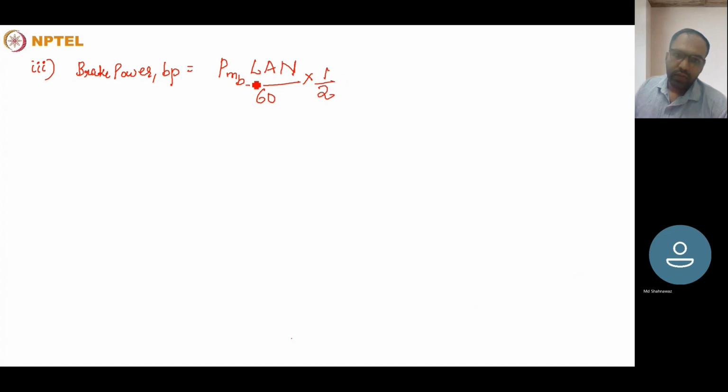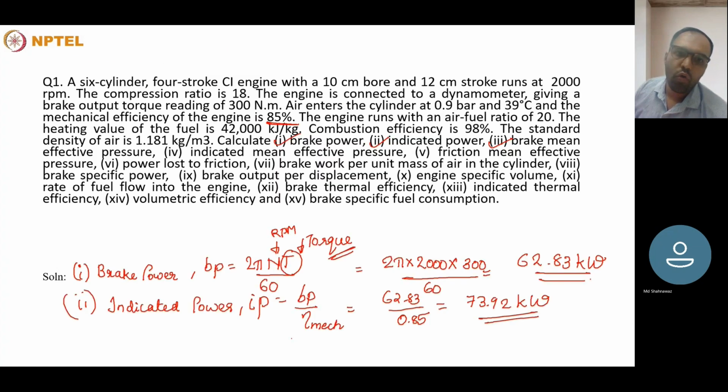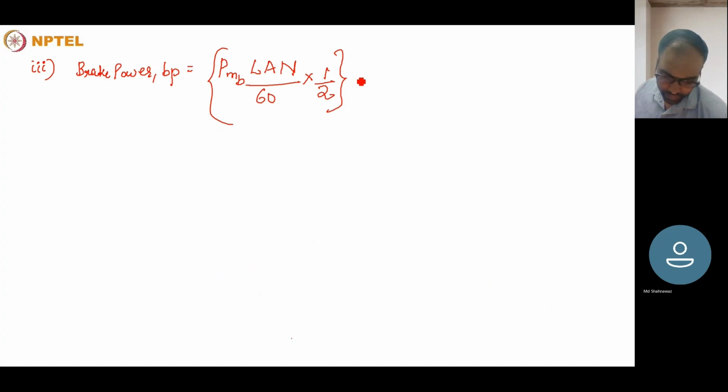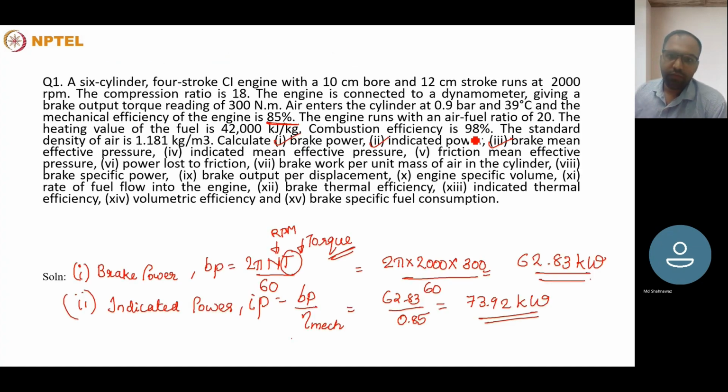And this is for the brake power indicator brake. The brake power is for all the 6 cylinders combined together. This is a 6-cylinder engine. So actually the brake power we need to calculate for the 6 cylinders together.